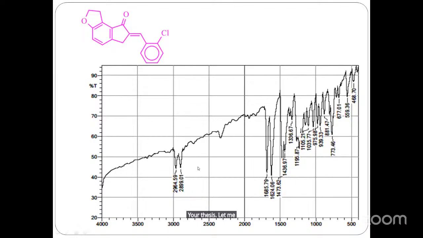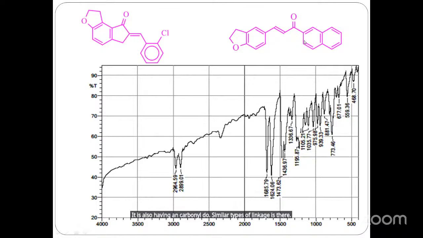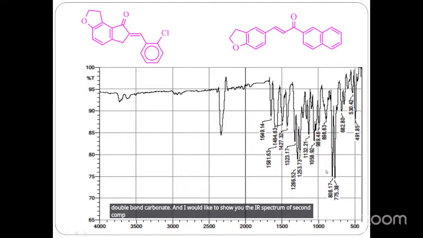Let me show you the second compound. It also has a carbonyl group. A similar type of linkage is there. The structure is not exactly identical, but I would like to point out one thing. Here the ketone group is present in a ring, which is a 5-membered ring. In the second structure, it is an open chain enone system, double bond carbonyl. And I would like to show you the IR spectrum of the second compound. This is the second compound.